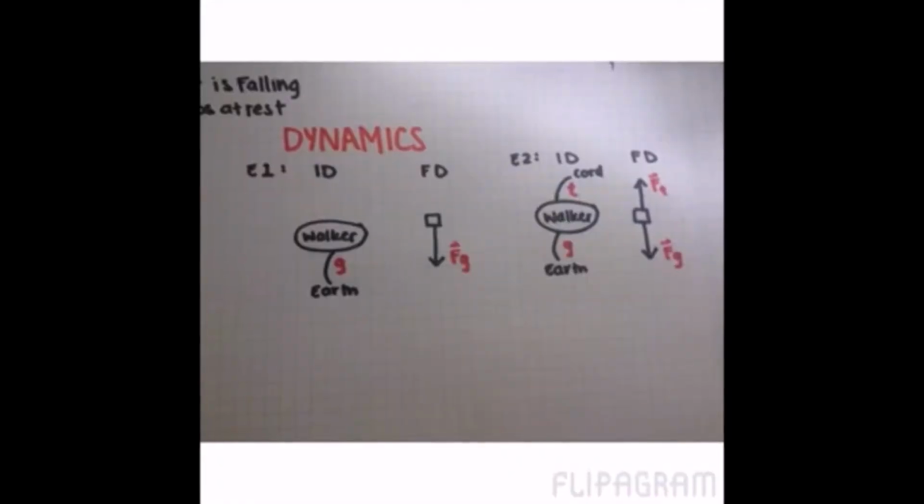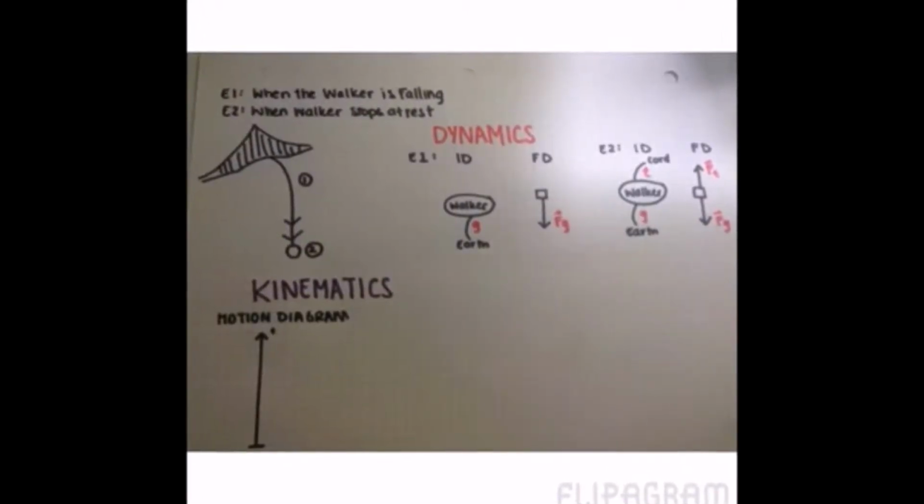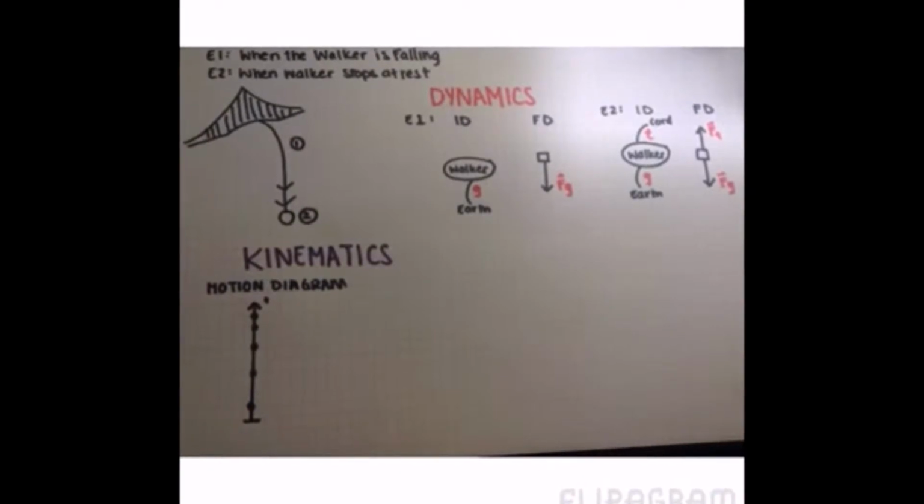Looking at the kinematics, we can view this motion as a free fall. The walker is falling in the same direction as the acceleration of gravity, so the walker speeds up. In the motion diagram, the walker is falling down while accelerating, so the dots spread further apart per time interval.